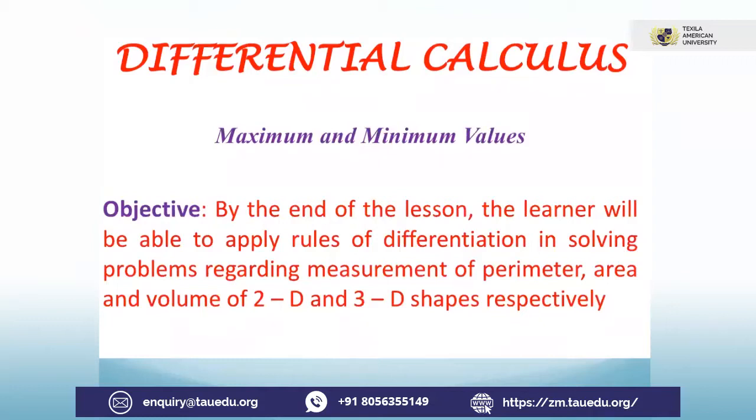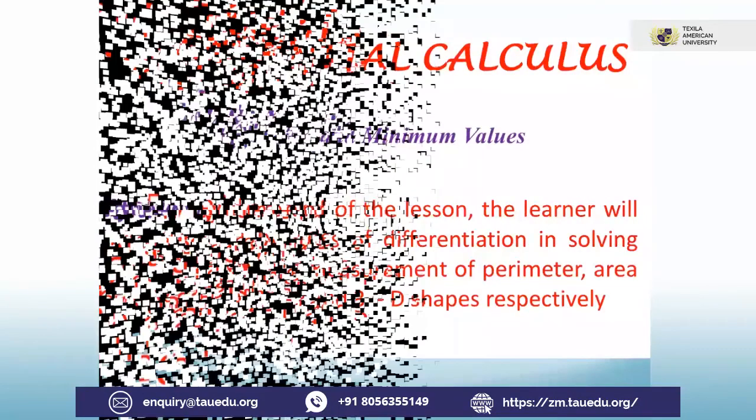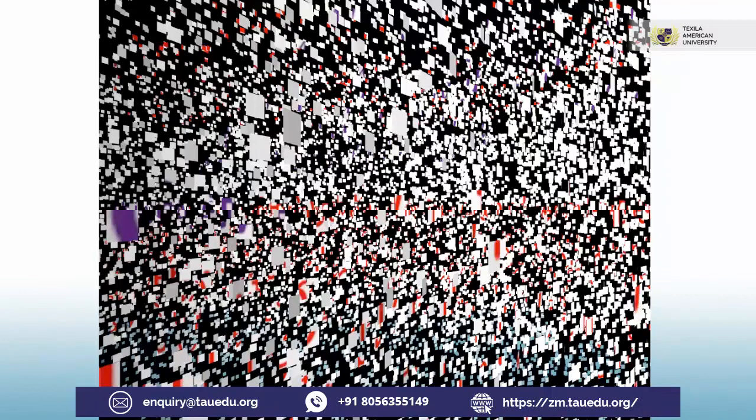Now, the objective of today's lesson is that by the end of the lesson, the learner will be able to apply rules of differentiation in solving problems regarding measurement of perimeter, area, and volumes of 2D and 3D shapes, respectively. So what we're going to be looking at are shapes.